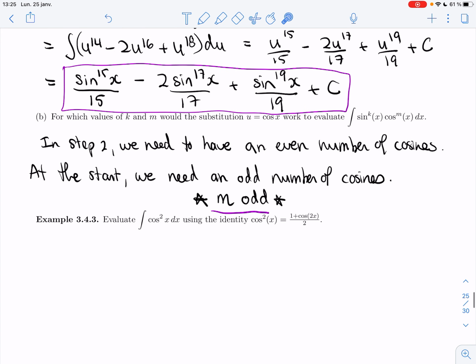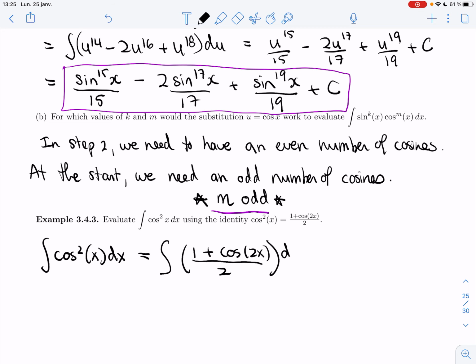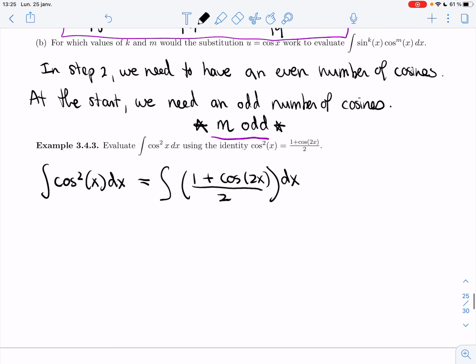All right, so example 3.4.3, evaluate the integral of cosine squared using the identity cosine squared equals 1 plus cos 2x over 2. All right, so that's the identity I gave you at the start. Let's see how this will help integrate cosine squared of x dx. Right, so I'm going to replace it all using the identity.